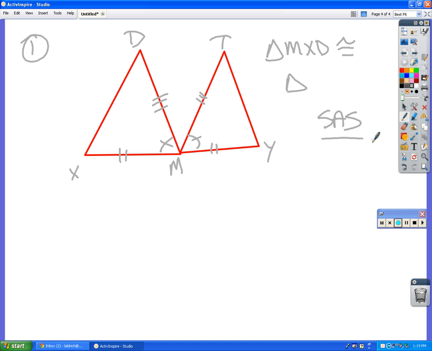Okay. Now tell me what triangle is congruent to MXD. How would I have to write the other one? MYT. MYT, good, because M is the same as M. Y and X go together, are corresponding angles, and T corresponds to D. Okay?